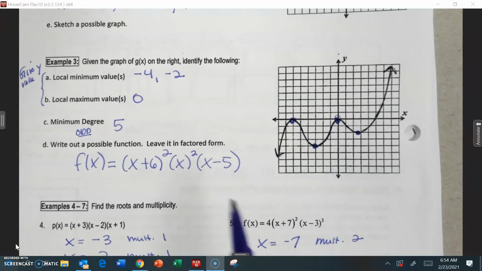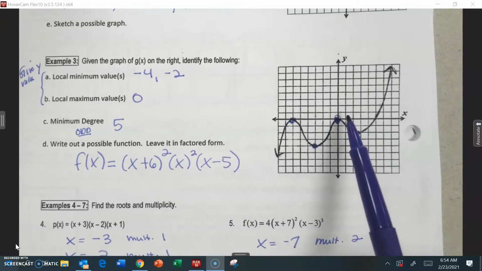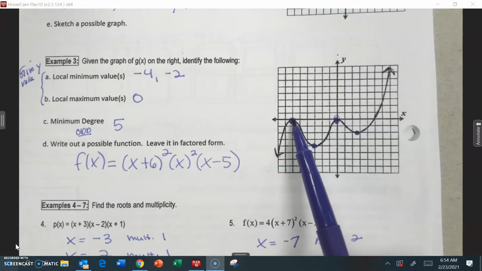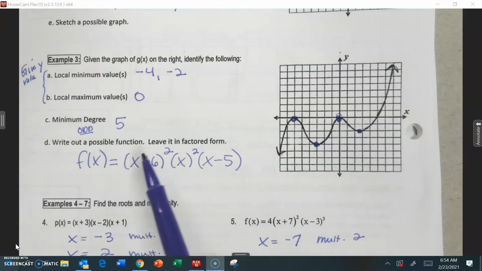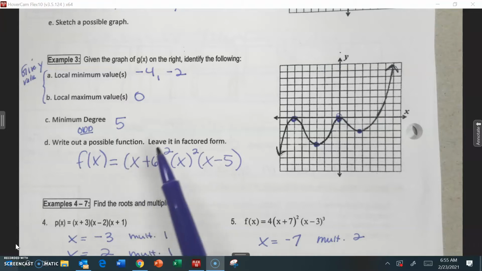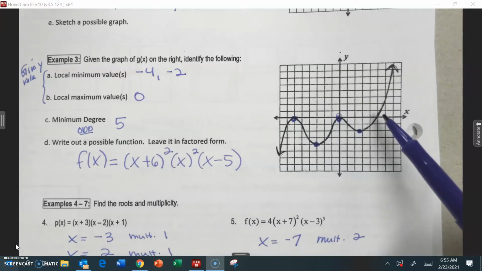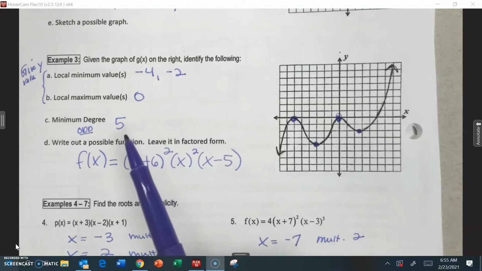And then as you write out a possible function, for this one, you have to be careful. We have a turning point that bounces. So these are bouncing at -6 and 0. So notice I have a factor in here where x is 0, and here x would be -6. So I need those to have even multiplicity. And then it's crossing at 5. So I want an odd multiplicity. So if you have a 3 here or a 5 here, well, you don't really want 5 because we can't have more than 5 solutions.